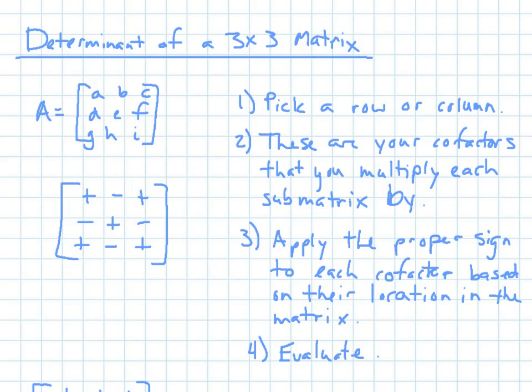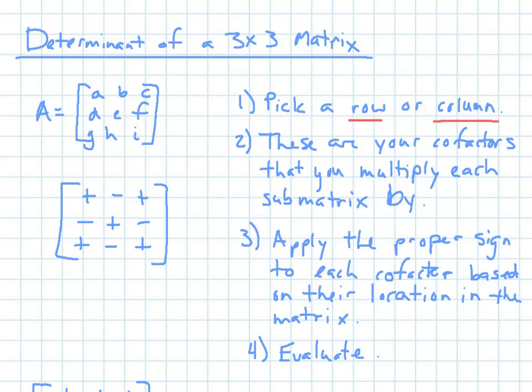Okay, so what we first do is we pick a row or a column. It doesn't matter which row or column you pick. I think usually when we do cross products, we'll pick the first row because it just makes more sense, and you'll see why when we do cross products. But for right now, when you're doing 3 by 3s, it doesn't really matter, because any row or column is going to set you up and you're going to get the same value for the determinant no matter what you do. Okay, so first things first, pick a row or a column in your 3 by 3.